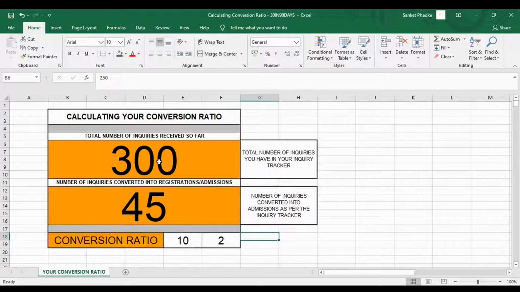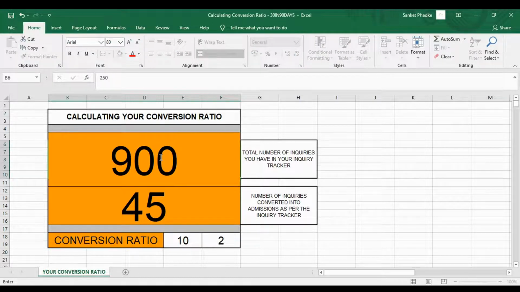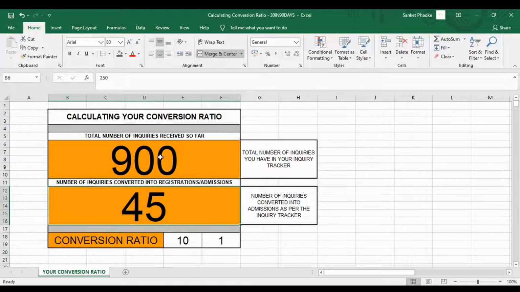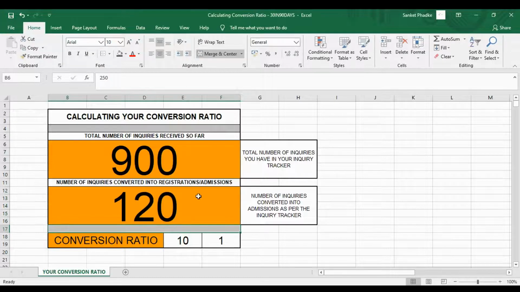Let's take another example. Let's assume we have a total number of inquiries which is like, say, 900. Okay, out of which throughout the year you have converted around 120 admissions. Okay, then this actually tells you that your conversion ratio is 10:1. Now, out of 900 inquiries, let's assume you were able to convert 300 inquiries into admissions. Thus, this means that your conversion ratio is 10:3.